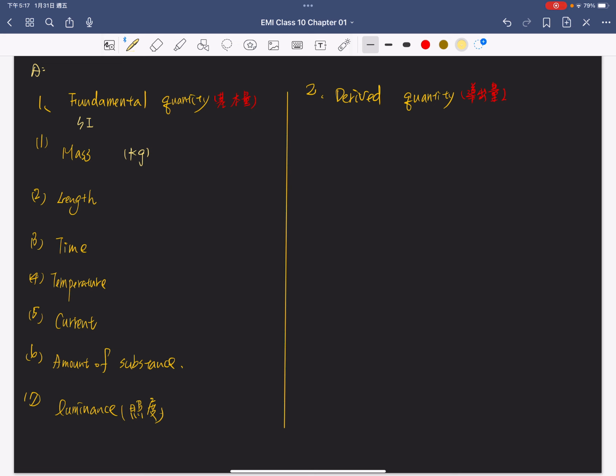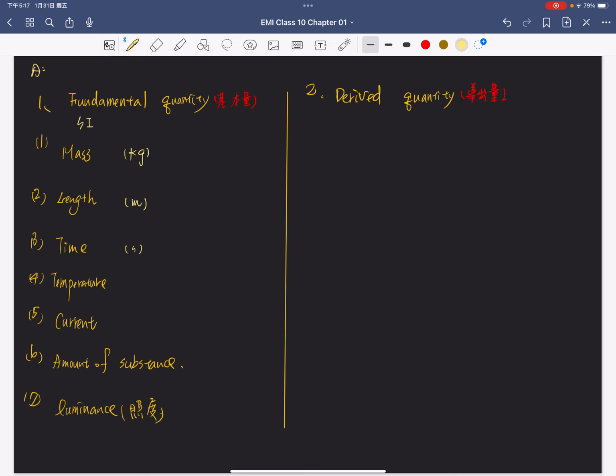The second is length. Length just means we want to know whether something is long or short, so the common unit is the meter. Time is really easy to understand. We use the second, or maybe the nanosecond, millisecond, picosecond, and femtosecond.